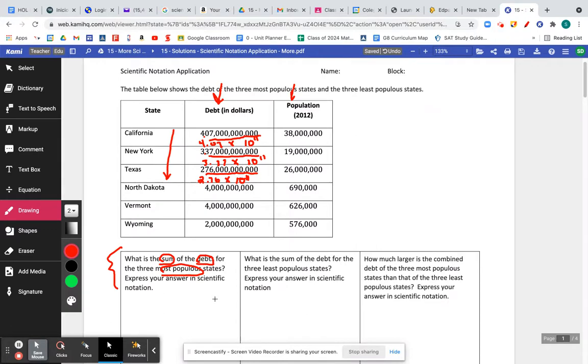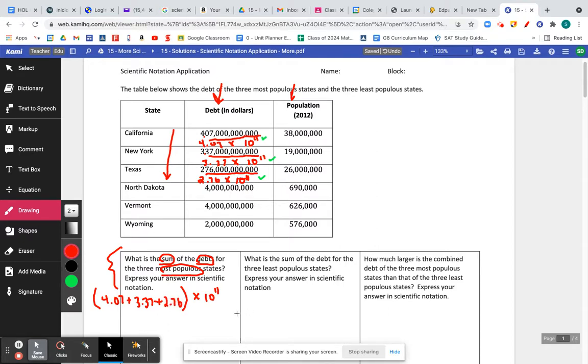So now if we want to add these up, we need the same scientific power. Well, it just so happens that they are all 10 to the 11. So those 3 are all good. So we can just keep it as a 10 to the 11 power. So this is all going to be times 10 to the 11. Then I'll go ahead and add the digits as they come. So I need the 4.07 plus the 3.37 plus the 2.76.